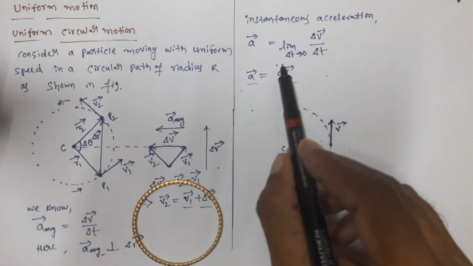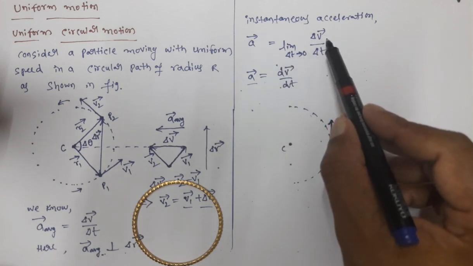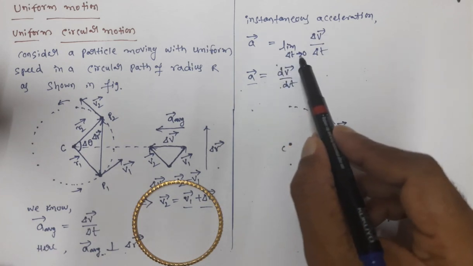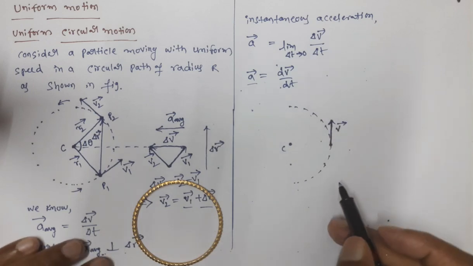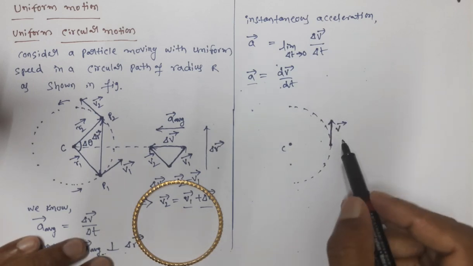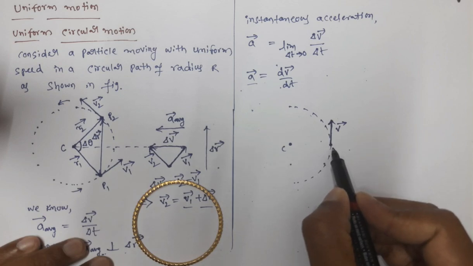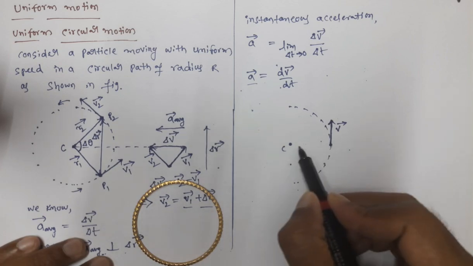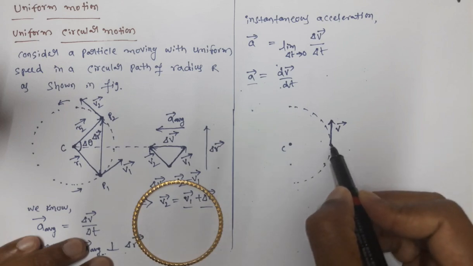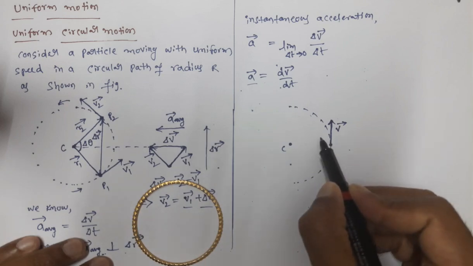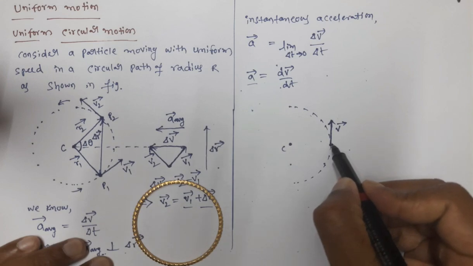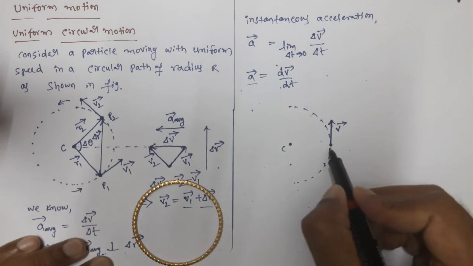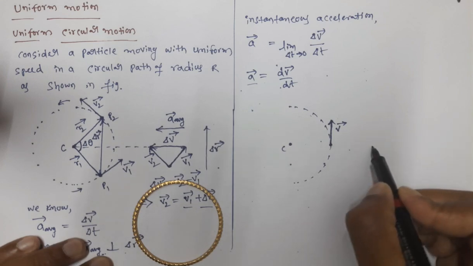So when does average acceleration become instantaneous acceleration? Whenever this delta t tends to 0. That means we need to choose two velocity vectors. One is just before this position, one is just after this position. That is, when the particle is here, we need the instantaneous acceleration. So we need to take the velocity a little before this time and a little after. If we take a little before this, how does the velocity vector come? Suppose I am taking the point here.